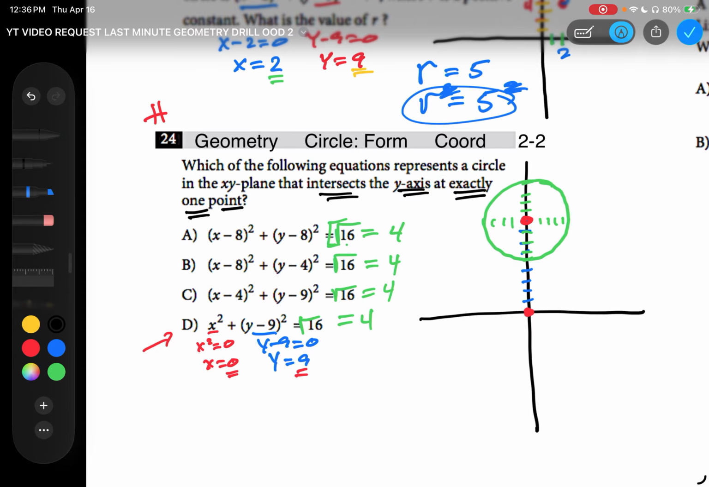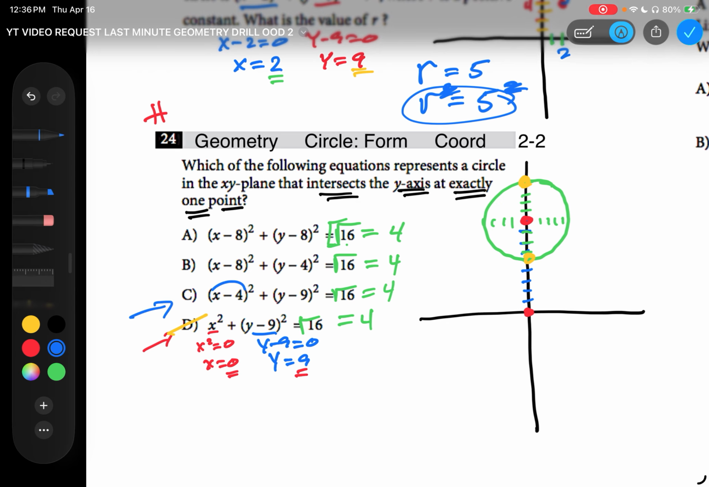Is this intersecting the y-axis at exactly 1 point? No, it is intersecting at exactly 2 points. So D cannot work. That's what this question is asking. One of those answers can only touch the y-axis, or kiss the y-axis, at 1 point. The answer to this question would be C.